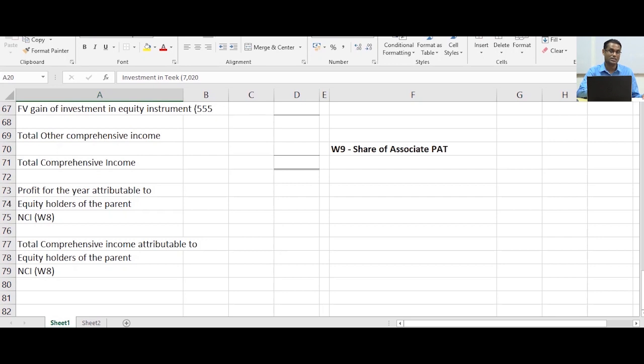So in this question, parent has accounted this as per SLFRS 9 fair value, and the fair value changes have been taken to the other comprehensive income. But when parent is preparing the consolidated financial statements, these fair value gains and losses that you have recorded in the individual financial statements need to be removed.